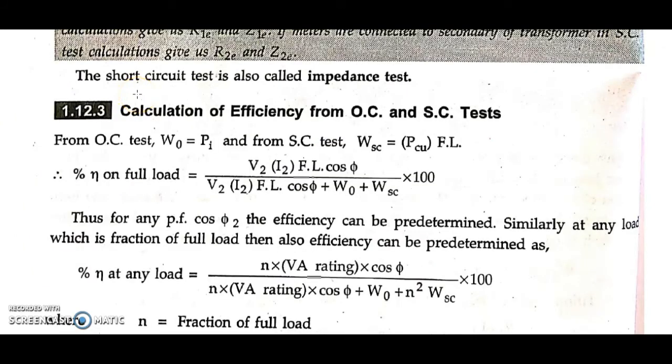With the values obtained from the indirect load test on the transformer, we are going to calculate efficiency from the OC and SC tests, because the OC and SC tests both are part of the indirect loading of a transformer. So with the help of the values which we obtained there, we are going to calculate the efficiency. First of all, let us start with the efficiency on full load.